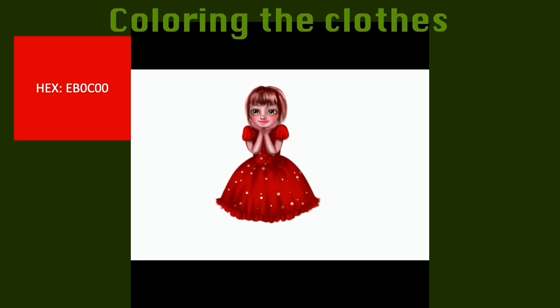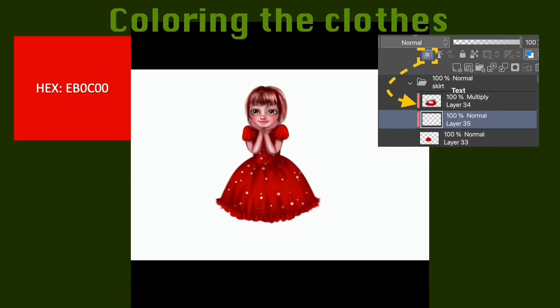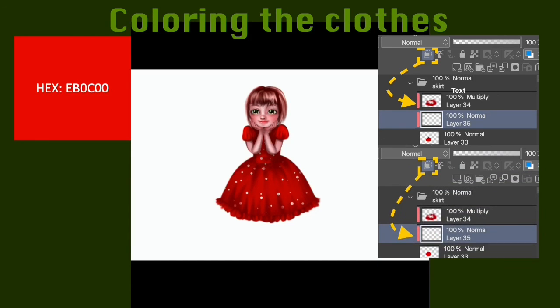Then I added shadows and clipped the layers below. I changed the blending mode to multiply to darken the shadows on the skirt. I added the white dots on the skirt by adding a new layer and clipping the layer below to create an impression of seeds like on the strawberry.